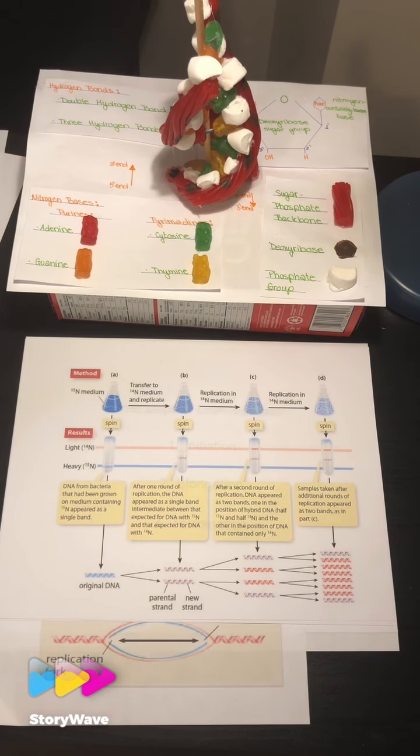For the second round of replication, the DNA sample separated into two different bands. One band was N14 and the other band was N15. And that's why scientists ruled out the dispersive model.